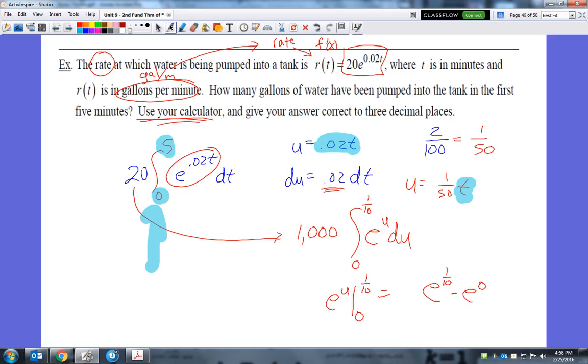Because anything to the power of 0 is 1, except for 0 and infinity. So e to the 1/10 minus e to the 0, which is 1, is all going to be multiplied by 1,000. Constant multiple rule. And if you put it in your calculator, you get it to 3 decimal places, and you would be correct.